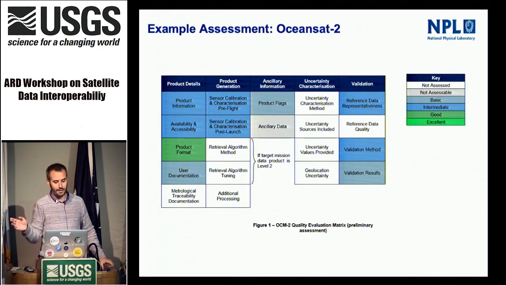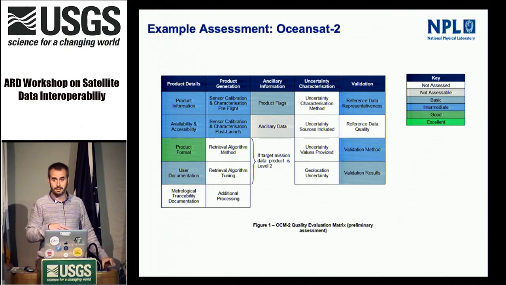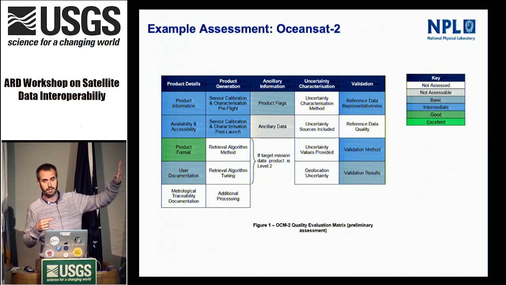This is an ongoing example. It's not yet finished, so most of them have not been assessed. But for example, you can see here that product format is good. This is OceanSat, which is an Indian hyperspectral mission for ocean color. You have the metrics on the top, and I went into the details of the report a bit.